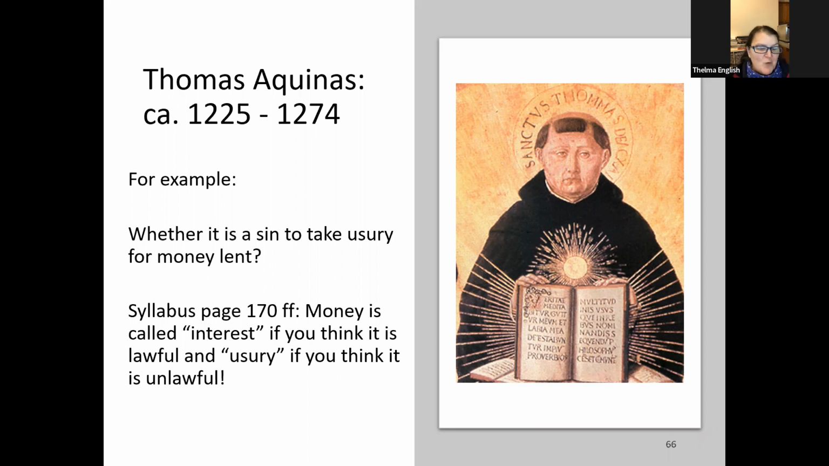Now, when you read this section on usury, you're going to find out that he calls it interest if you think usury is lawful, and he's going to call it usury if you think it's unlawful. Is it a sin to take usury for money lent? If you loan money to someone, is it okay to take usury, to take interest? Is it okay to collect interest on that?